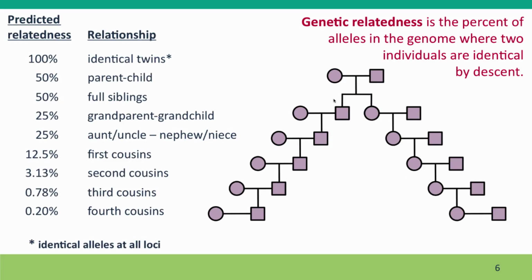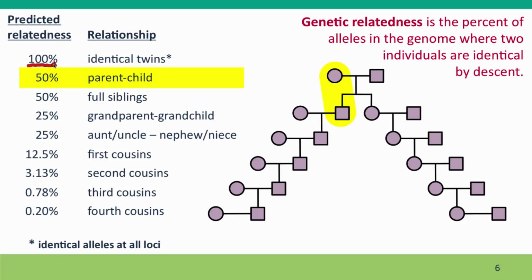Now, on this slide, I've created a diagram showing the predicted levels of relatedness, the percent of alleles in the genome where two individuals are expected to be identical by descent. And these alleles will occur in segments of identical or very closely related sequence, as shown in the previous diagram. So the first value is for identical twins. I haven't shown them on the graph. Identical twins have identical alleles at all loci, so we would say they are 100% related. That's their level of genetic relatedness.